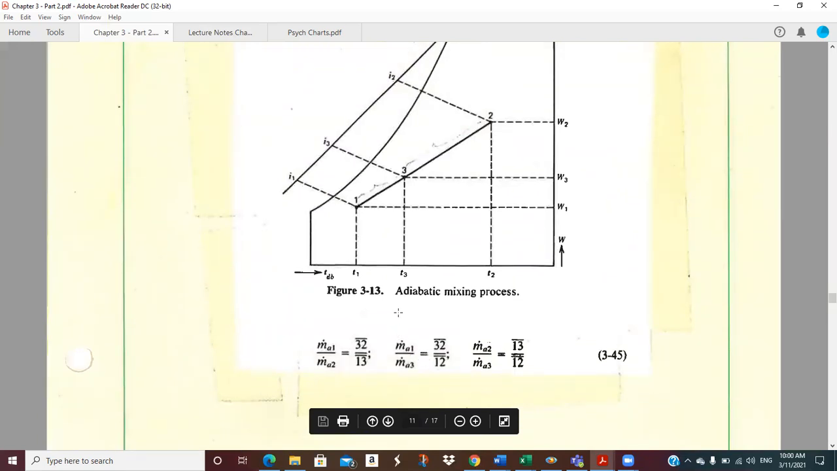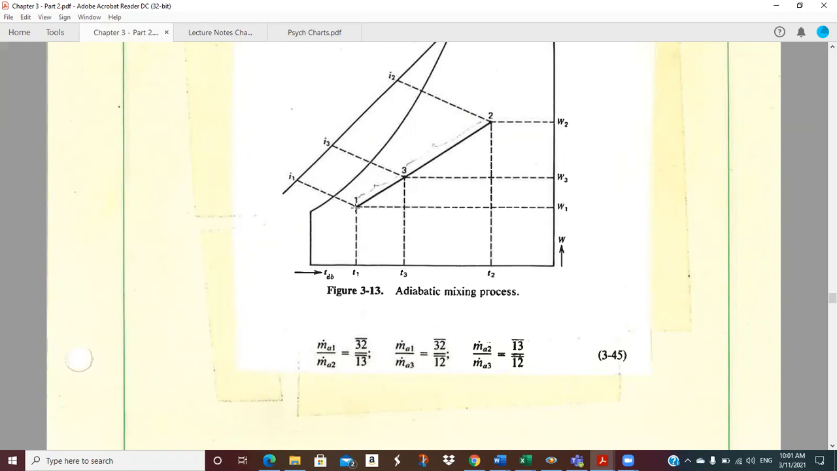But here's the deal. You read all this stuff, but if you listen to me, I can make this really simple for you and easy to apply. It's simple, but it's easy to get this screwed up when you're working a problem. Okay, so state one, whatever it is, temperature, relative humidity, moisture, you've got to have two independent variables to define a state on the psych chart.